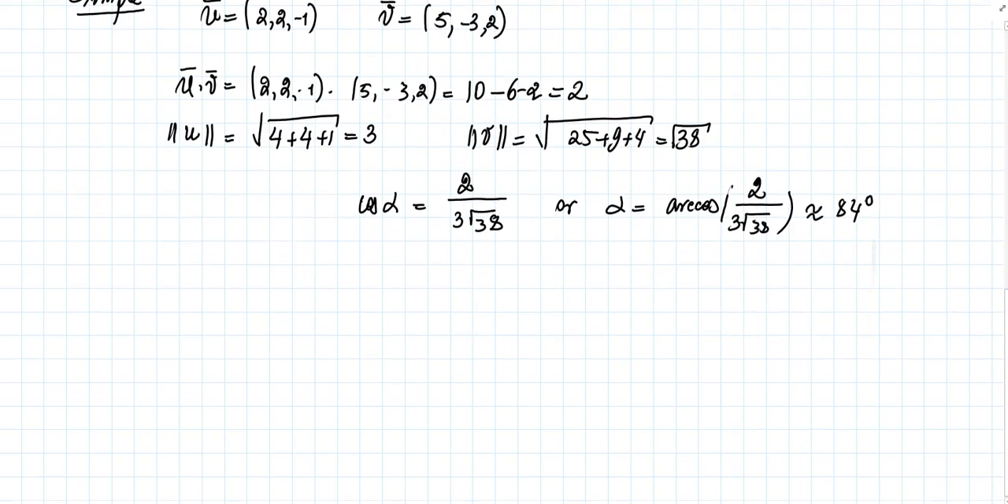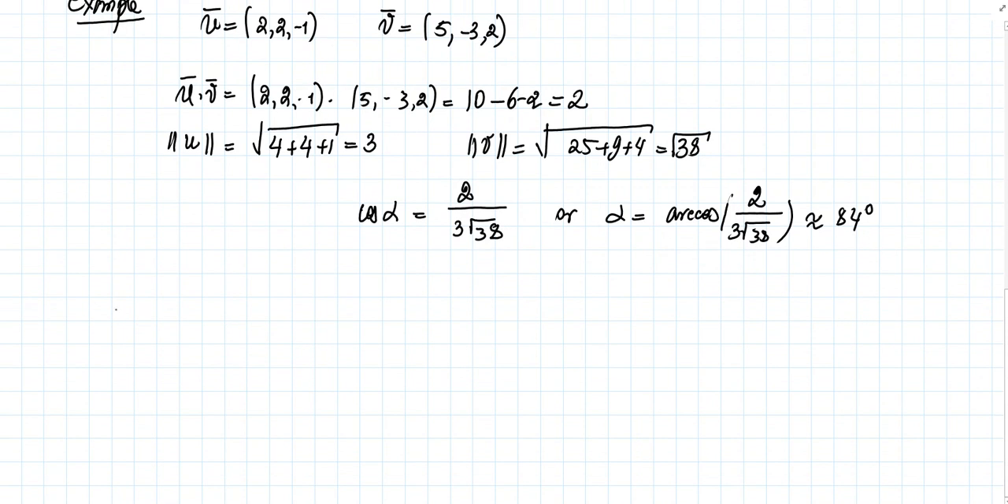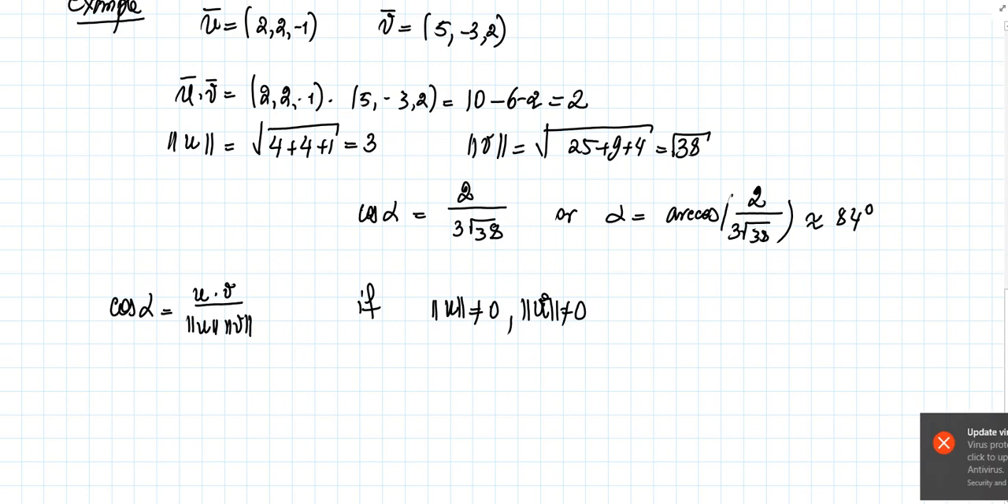So one more important thing we can obtain using this formula: the cosine of the angle between the two vectors is equal to u dot v divided by the length of u and the length of v, if the vectors do not have lengths equal to 0. So if we're given two vectors where the norm of u is not equal to 0 and the norm of v is not equal to 0, what is the case when the cosine of alpha is equal to 0?